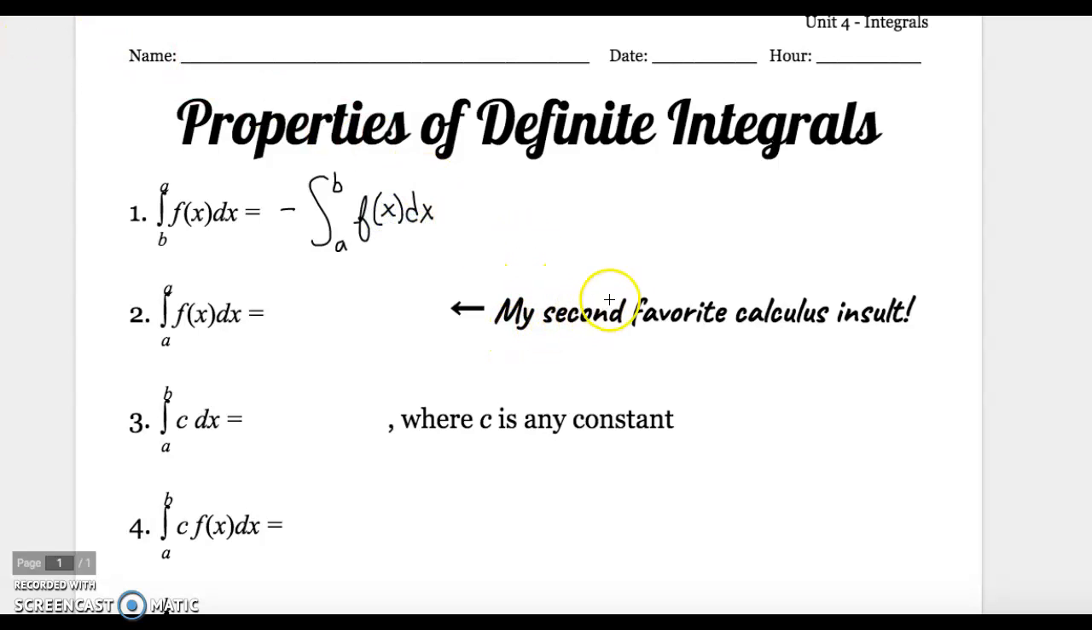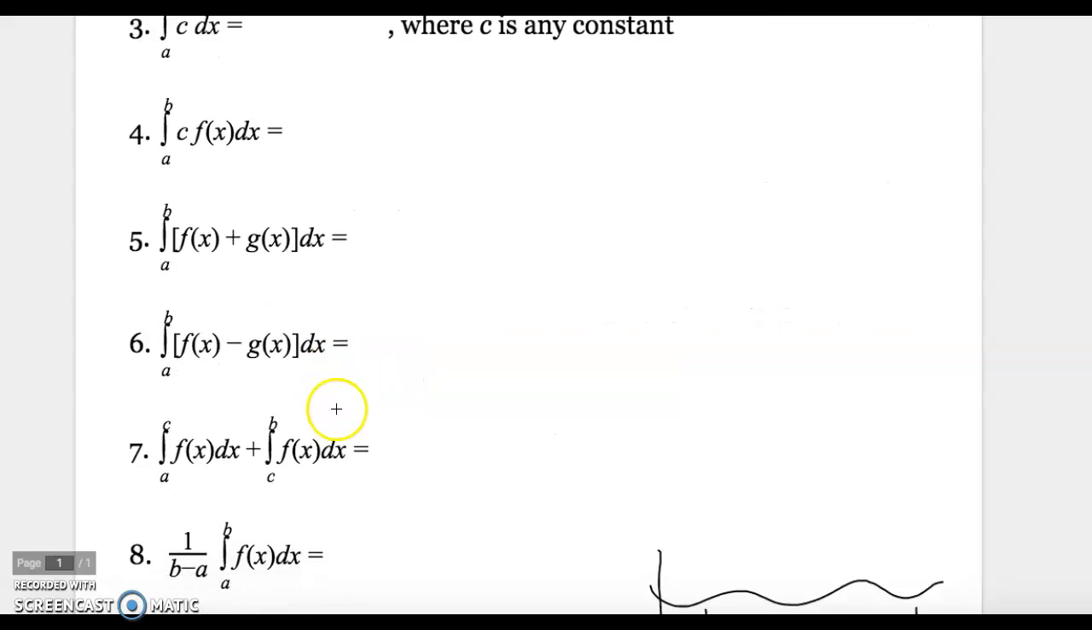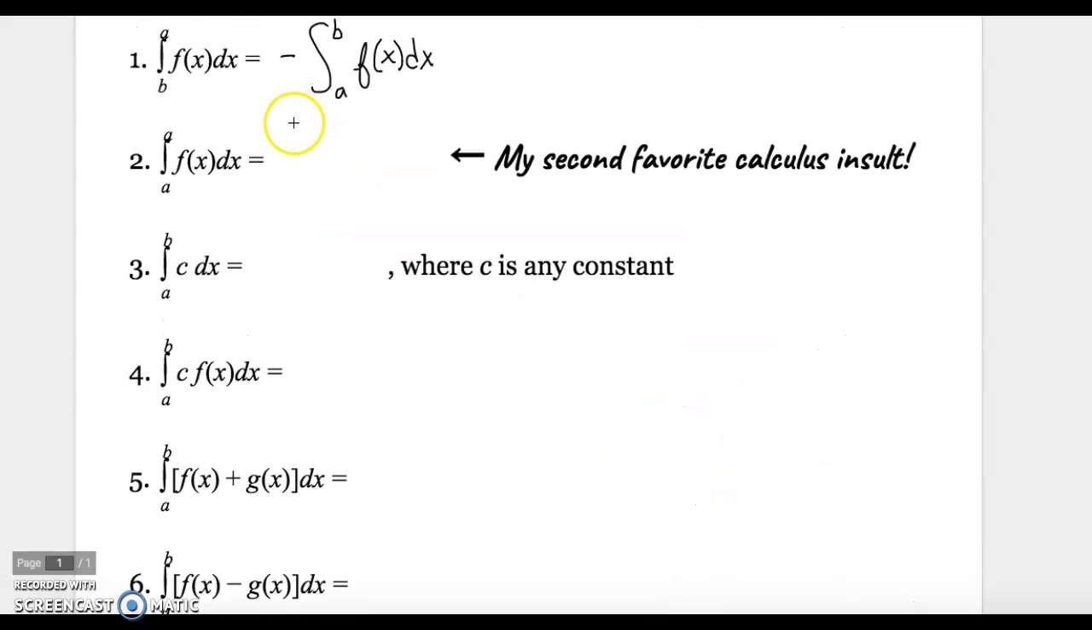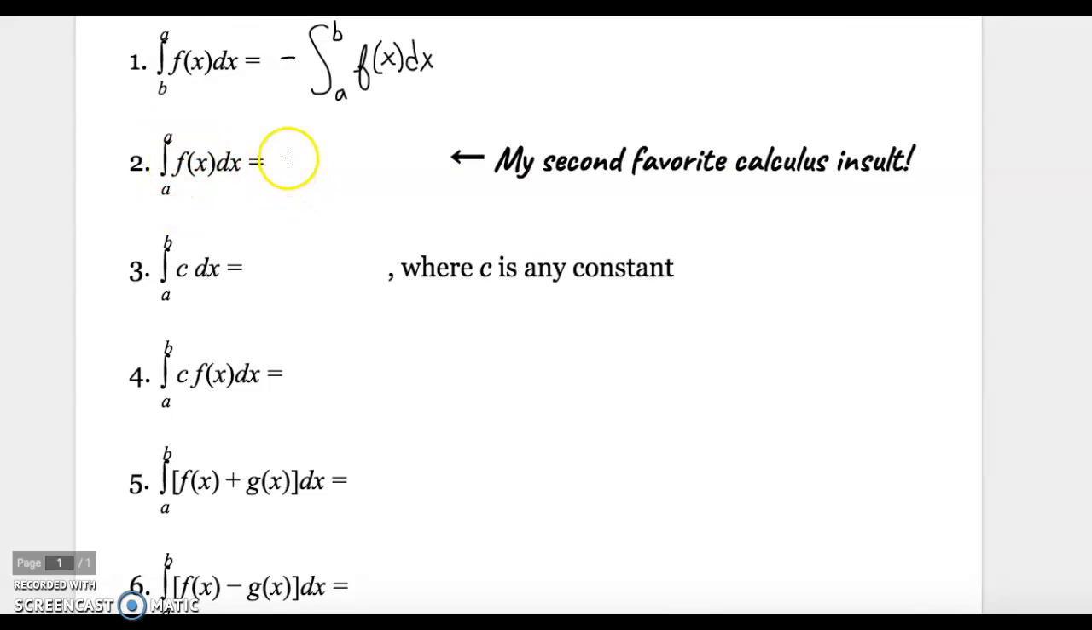Next, we have my second favorite calculus insult that I like to say. If you're taking the integral of f of x dx from a to a, and we're considering the area under your curve on the graph we drew, but your bounds don't change at all, you're finding the area from a to a. The width of that rectangle would be 0, so the area of that rectangle would be 0, which means that if you have the same bounds, the integral is 0. So I like to say you could insult somebody by saying they have the integral from a to a of f of x dx, friends, and sound like a giant nerd.